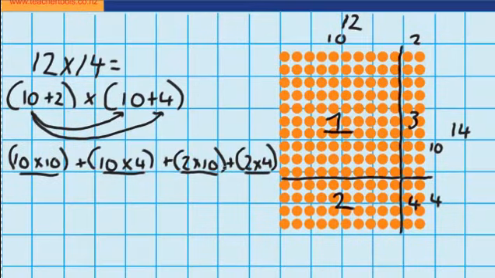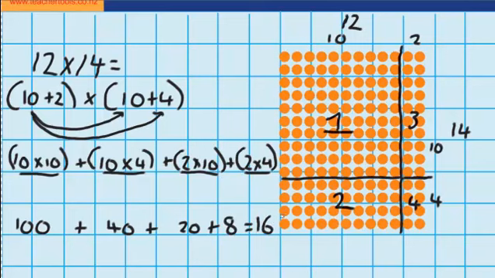Well, now it's time to work out what the answers to some of these are. Well, we know 10 times 10 is 100. And we know that 10 times 4 is 40. And we know that 2 times 10 is 20. And 2 times 4 is 8. So now if we add all of these up, we'll know how many circles are in the whole array. Well, 100 plus 40 is 140, plus another 20 is 160, plus 8 is 168.